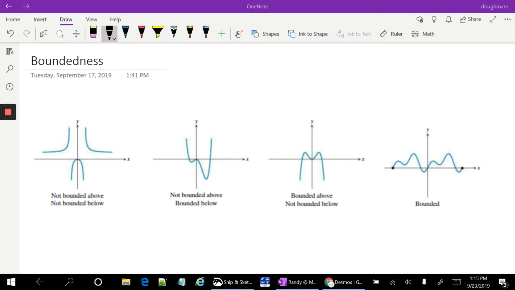Okay, the next characteristic of the graphs of functions we're going to look at is called boundedness. And boundedness has to do with the output. So we're looking at the y values. All right. And I'm going to start with the second one here.